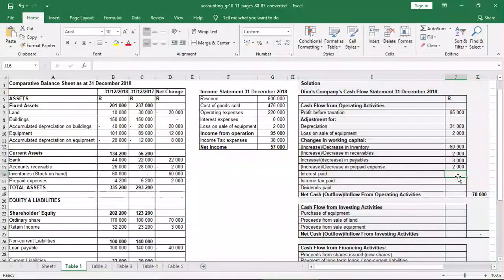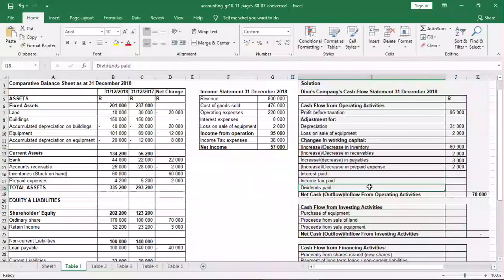So in our additional information, it was given probably to throw us off, to see if we understand that we do not deduct it. I hope that has made sense. You don't deduct it because it was already deducted in our income statement before you get to profit before taxation. So this 95,000 of profit before taxation already has that amount because interest expense was already deducted. So if we deduct it again here, we'll be deducting it twice. I hope that has made sense.